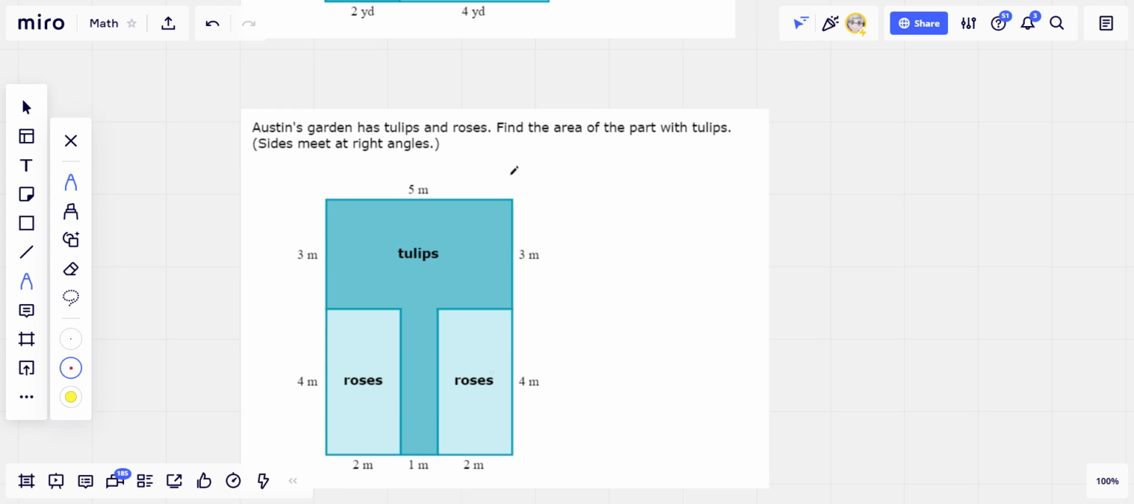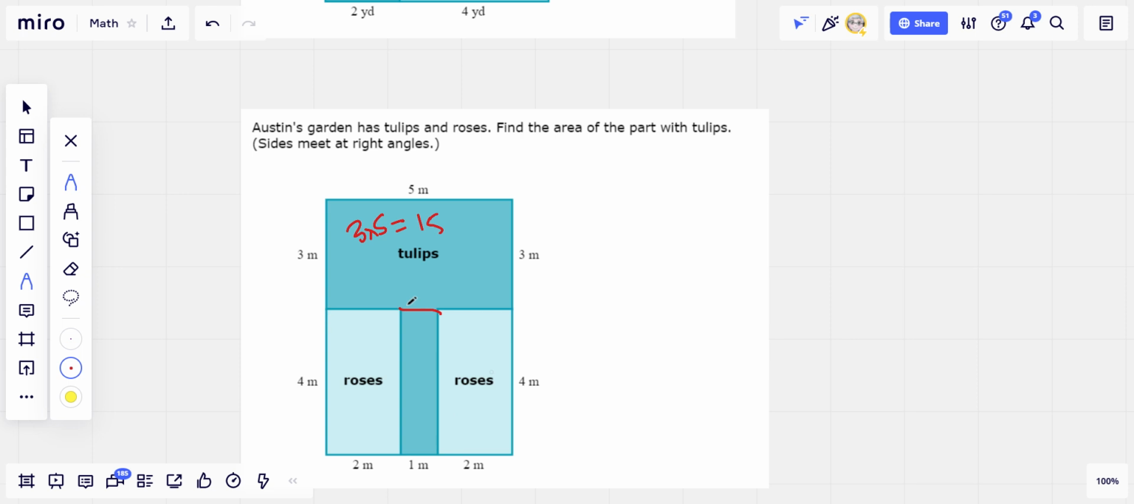This one says, Austin's garden has tulips and roses. Find the area of the part with tulips. So we've got this kind of weird T-shaped area here. And let's see. I think it's pretty easy to split this up like this. And then we've got a 3 by 5. That equals 15. And then this, we've got to figure out what the lengths and widths are.